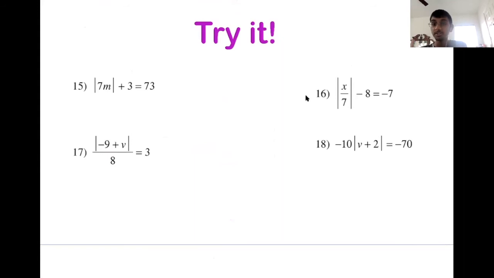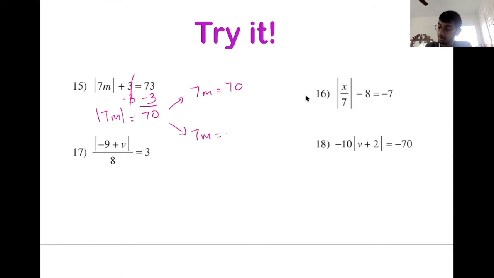So again, the first step we always do is try to get rid of the extra stuff over here, because we're just trying to isolate the absolute value. So subtract 3 on both sides. There we go, 73 minus 3 is 70, and that's equal to the absolute value of 7m. So now what do I do? Again, we're going to do our thing with the two equations. We're going to create a positive equation and a negative equation. I'm running kind of low on space, so excuse me if it gets messy. So first we'll say that 7m would equal positive 70, and then we could also say that 7m would be equal to negative 70.